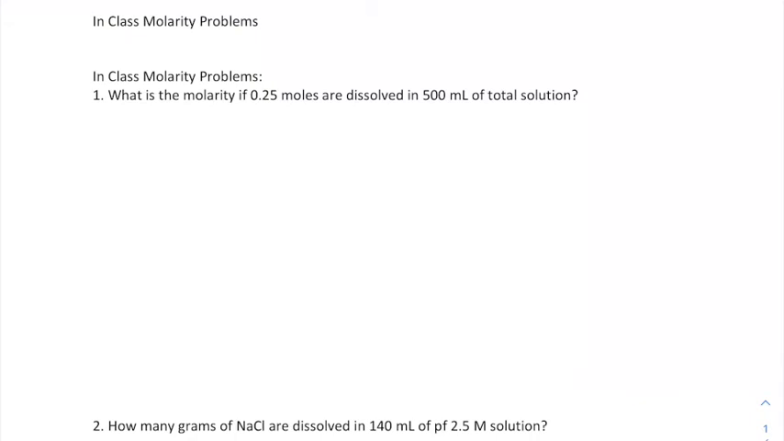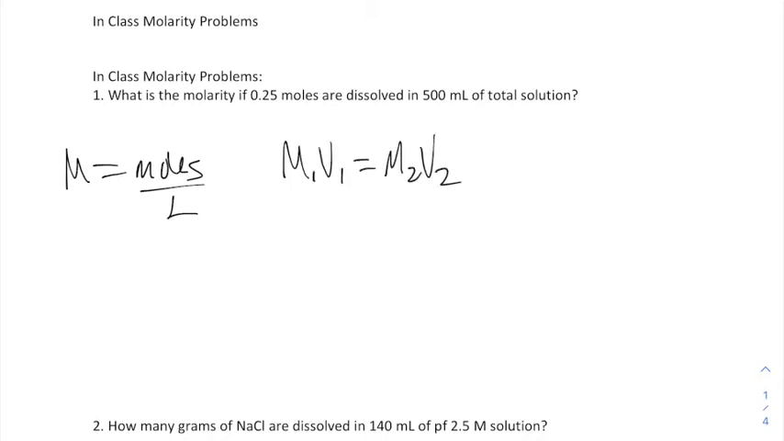Today we're going to be looking at various types of problems that you will need to be able to solve in order to do things with molarity. A couple of important bits of information to know about all of this. Molarity is equal to the moles per liter, right? And we know that M1V1 equals M2V2 whenever we get to those problems. And then don't forget that there are 1,000 milliliters in a liter.